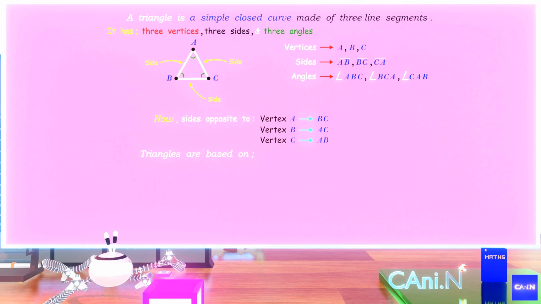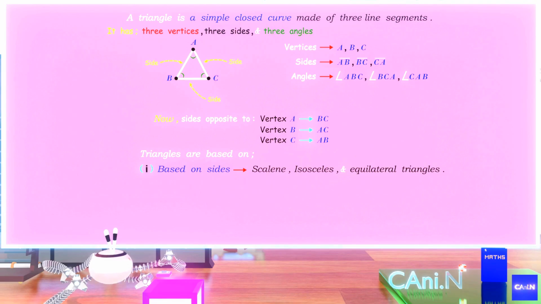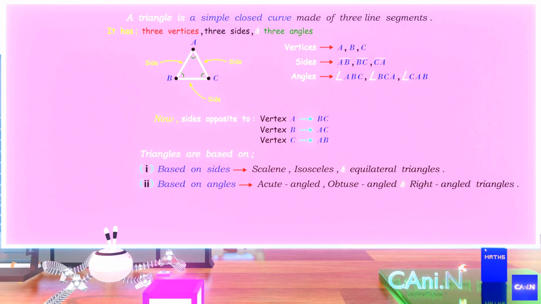Triangles are based on sides: scalene, isosceles, and equilateral triangles. Based on angles: acute angled, obtuse angled, and right-angled triangles.